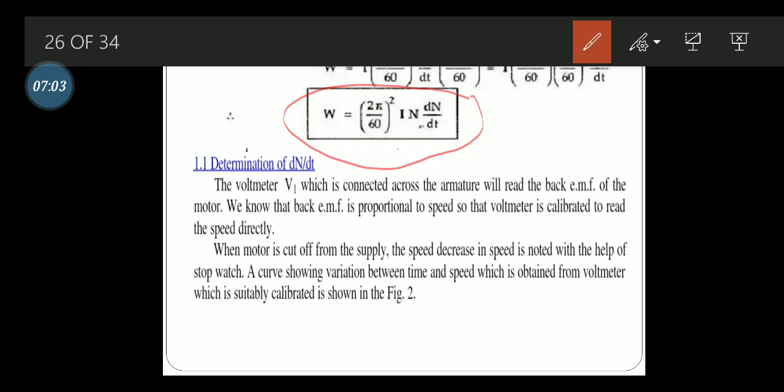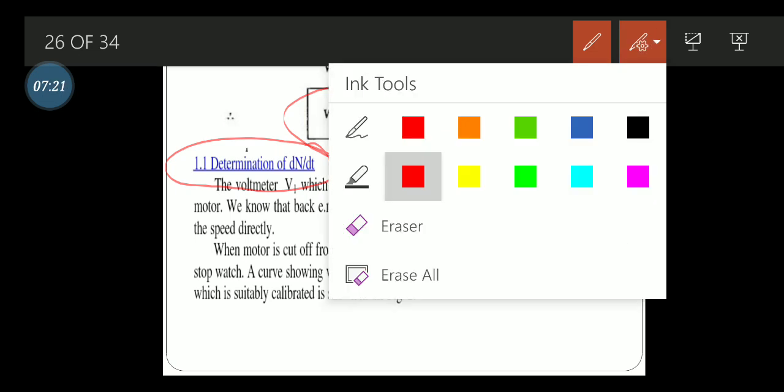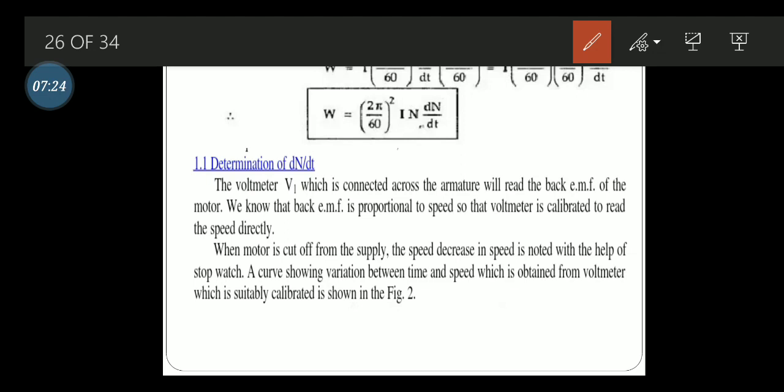In this equation, you have to determine the rate of change of speed as well as the moment of inertia. First, the determination of the rate of change of speed. How can we represent it? We have to take two relationships here. What are those? If you remove the armature winding supply, the motor slows down and stops.